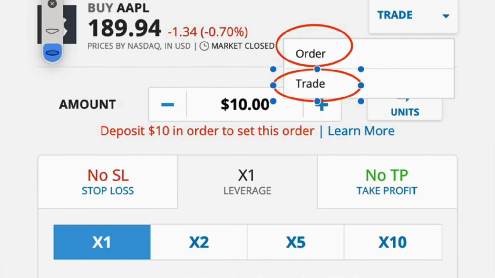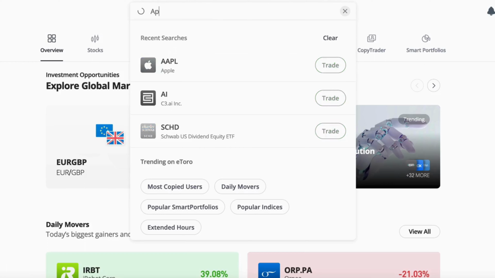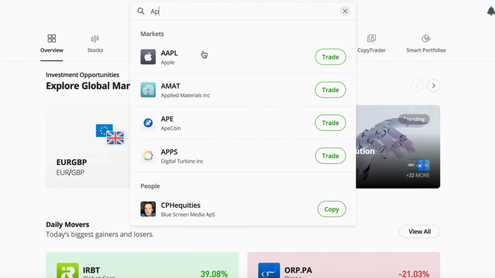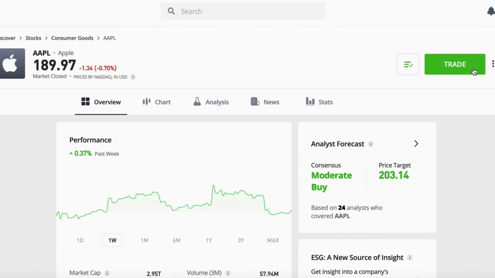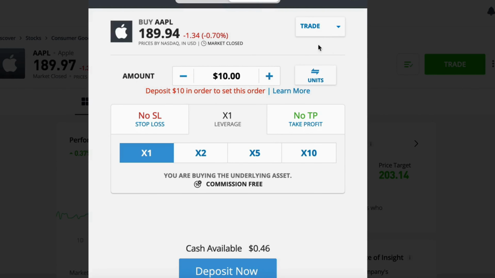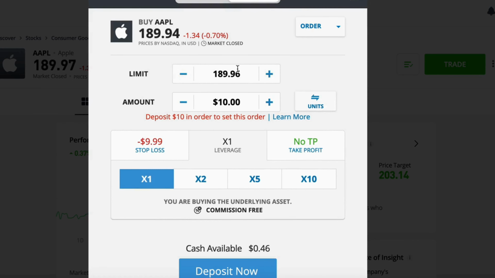First things first, what exactly is an order? Well, an order is like your plan of action. When you decide to buy or sell a financial instrument on eToro, you place an order. This order contains important details like the asset you want, the quantity you're buying. When you use the order function, you can set the maximum amount you are willing to buy an asset for.